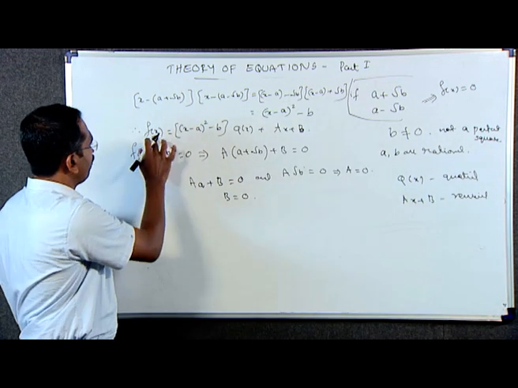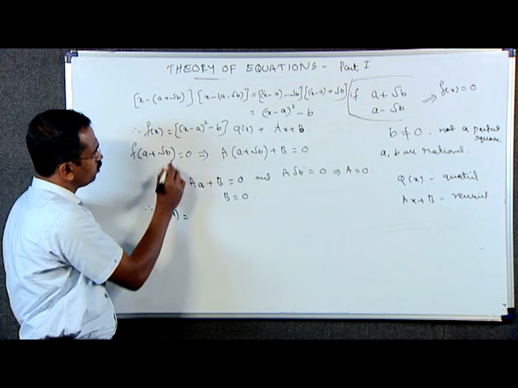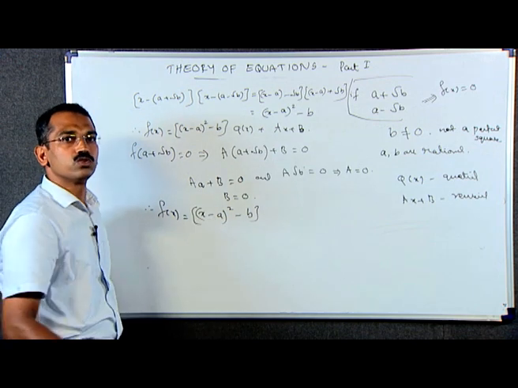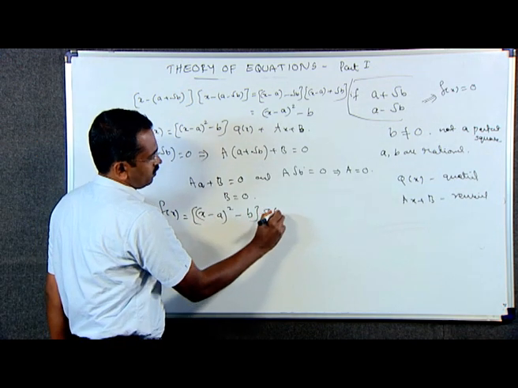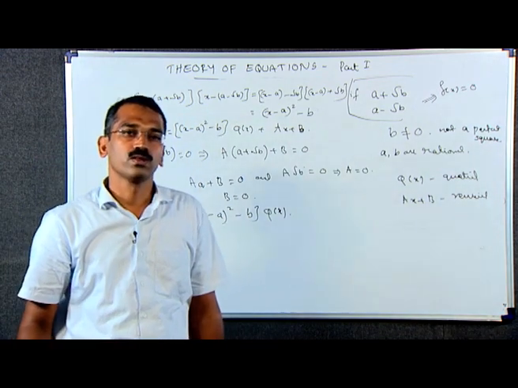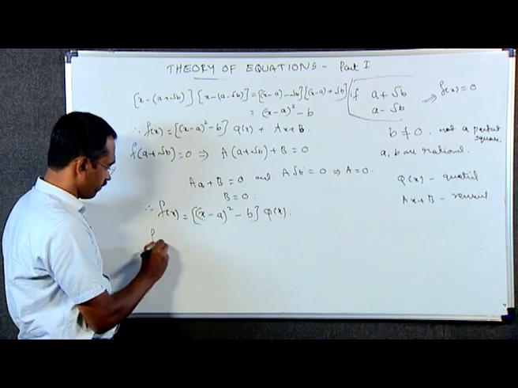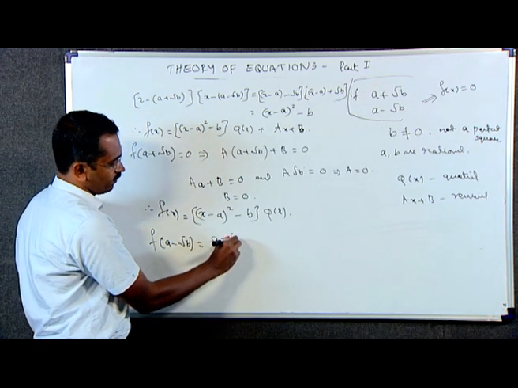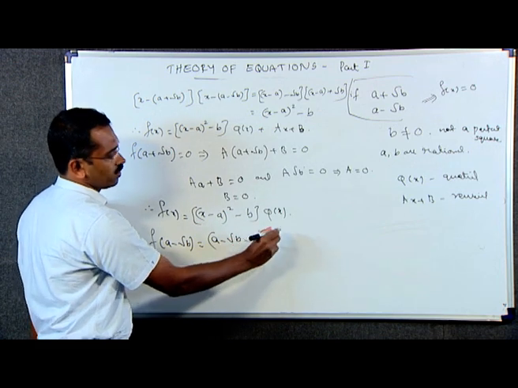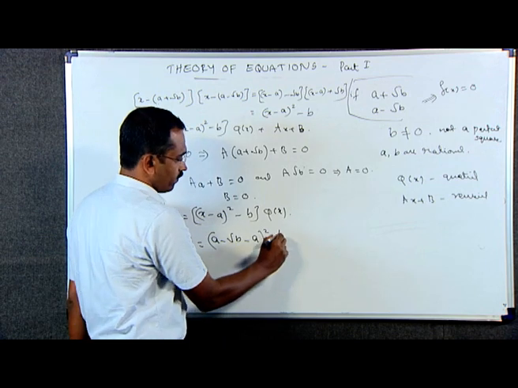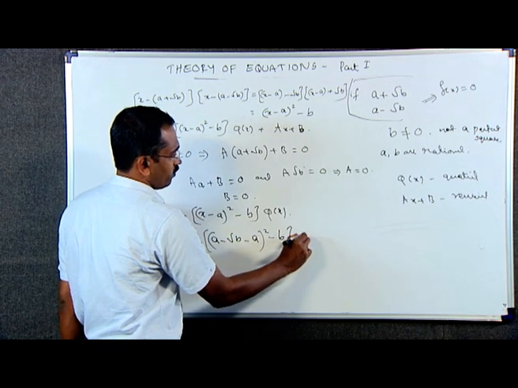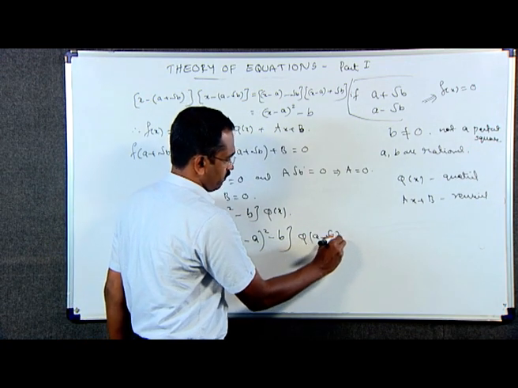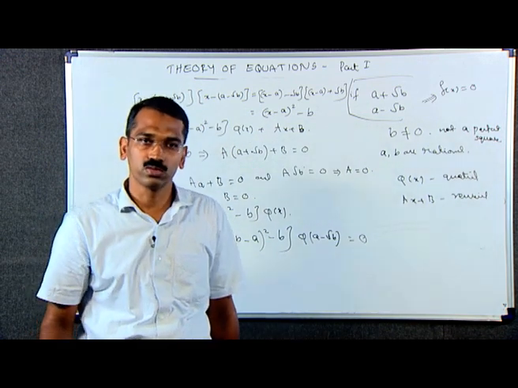Therefore, we can write f of x as f of x is equal to x minus a the whole square minus b into phi of x. Therefore, f of a minus root b can be written as a minus root b minus a the whole square minus b into phi of a minus root b. This will become equal to 0.